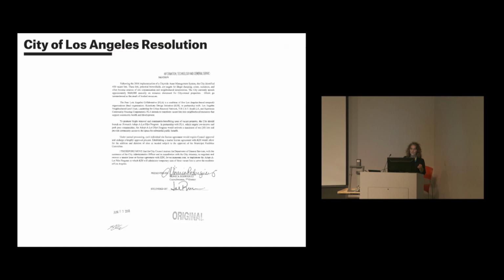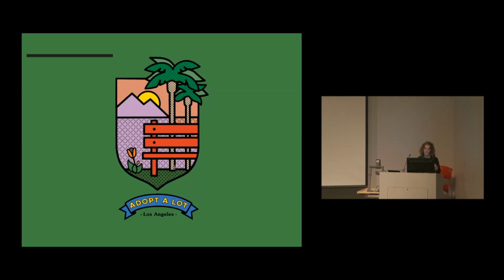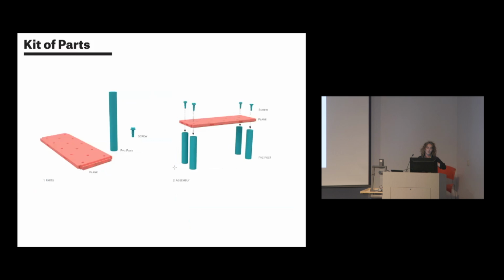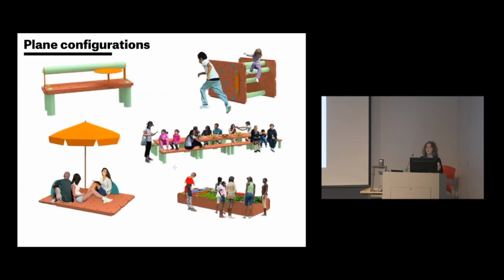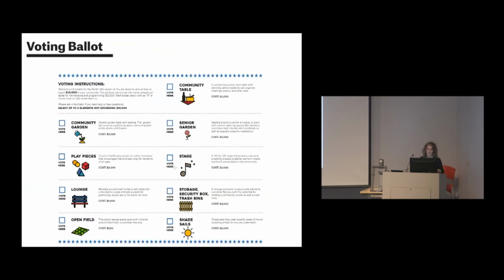And so through a resolution, it allowed us to form this program called Adopt a Lot, where groups of residents or community members or nonprofit organizations can adopt any of these vacant lots that the city owns for up to 2 years and transform them into a wide number of uses that communities need most. So with that policy change, we were then able to design not just how the program would work, but also this kit of parts that could be used to temporarily activate the space while it was under adoption. And then we began to introduce a community design process by which residents could determine how they wanted that kit of parts to come together on the site.